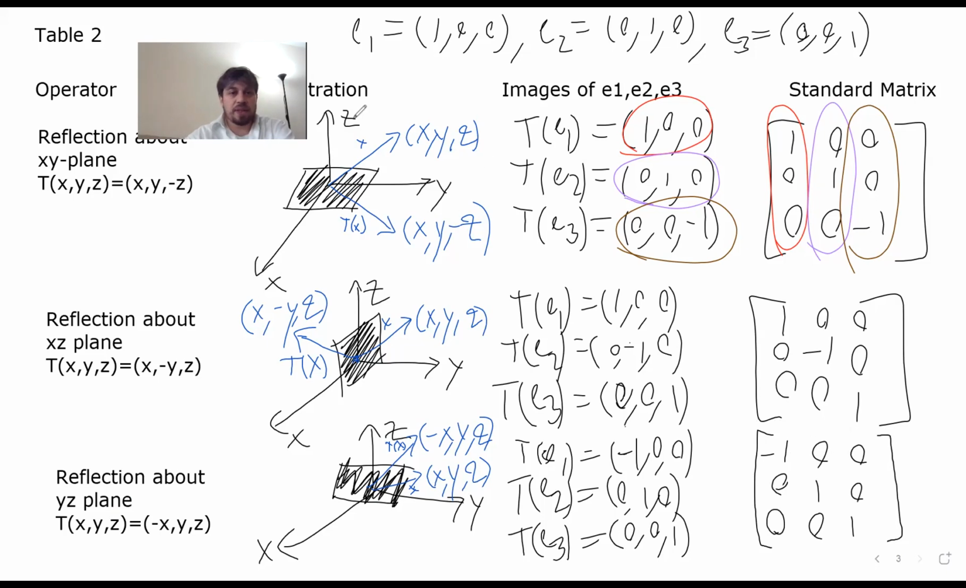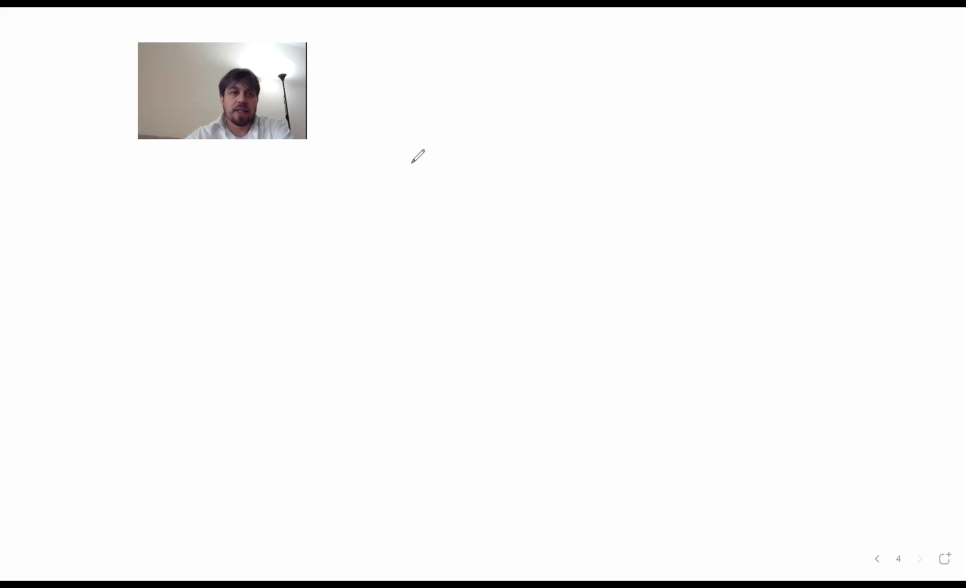So if you take a 3-tuple and left multiply it by this matrix, the effect is the reflection about the YZ plane of that 3-tuple. It's negating the x component. Okay, so that's table 2. Okay, table 3.